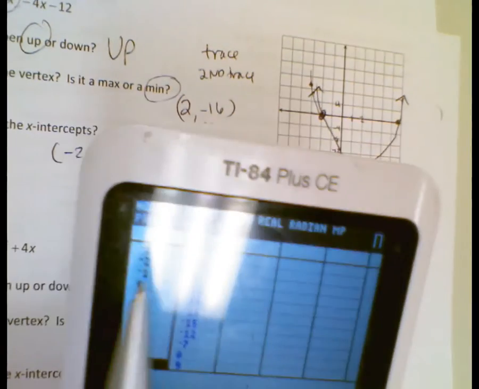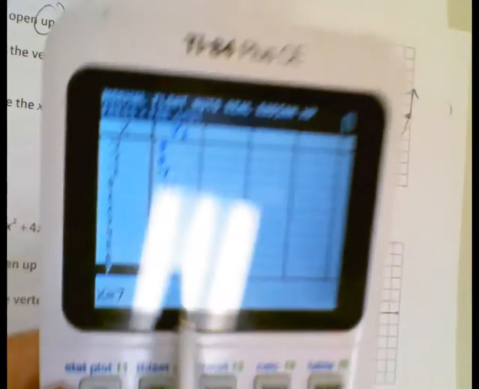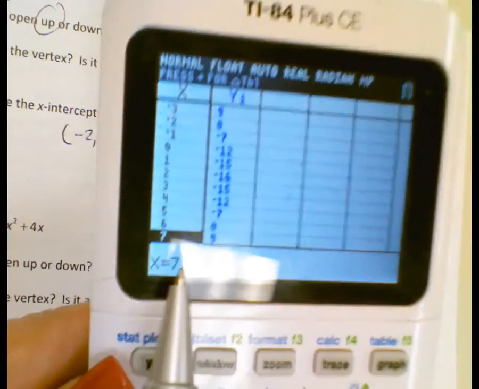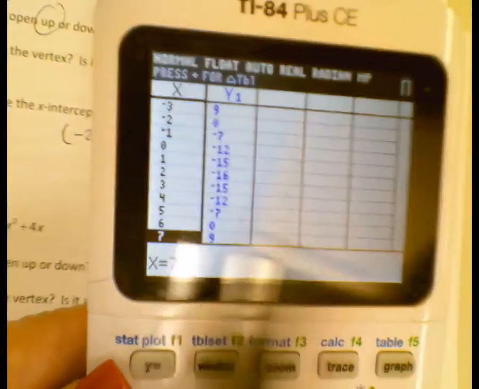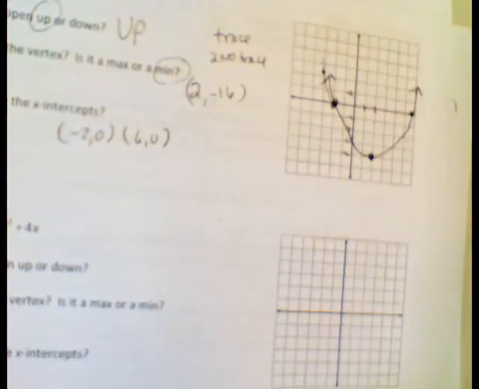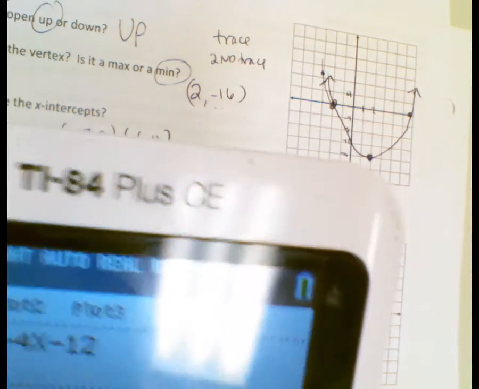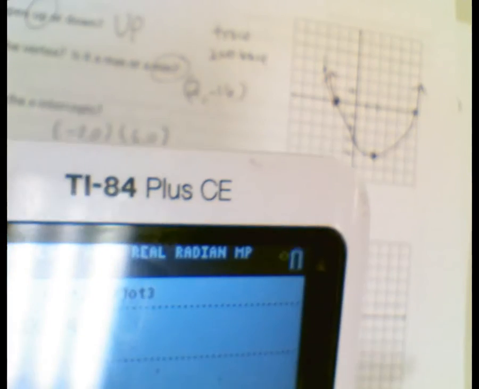You can also see what the zeros are on the t-table. See, it's negative 2, 0 and 6, 0. Those are 2 of your answers, 6, 0 and negative 2, 0. Those are your zeros of the function. Okay, next one. You get x squared plus 4x.